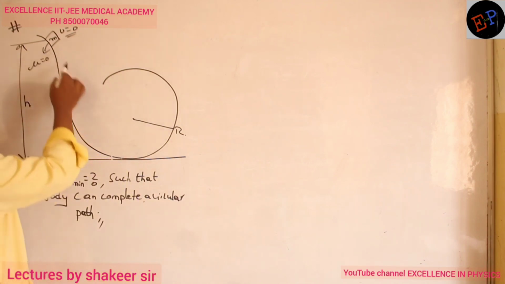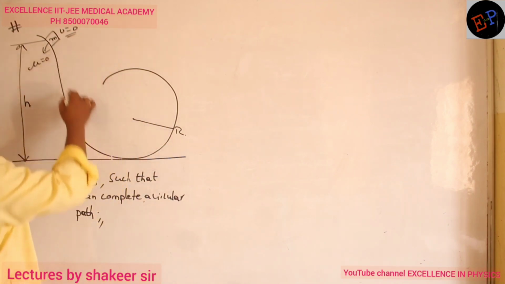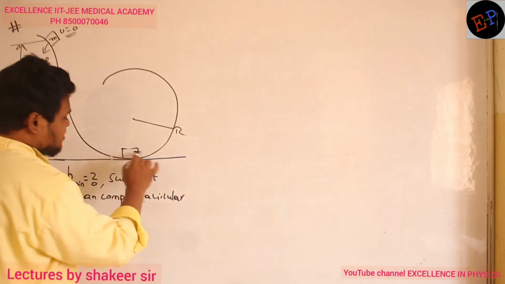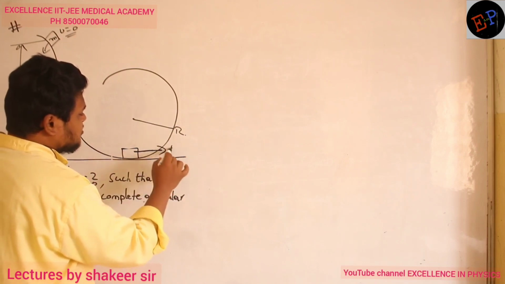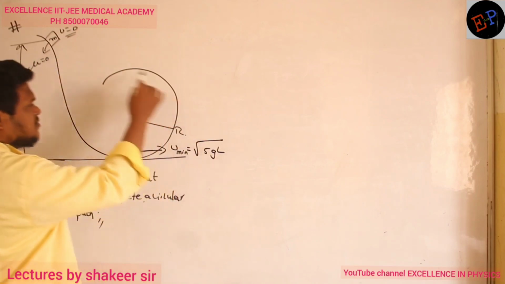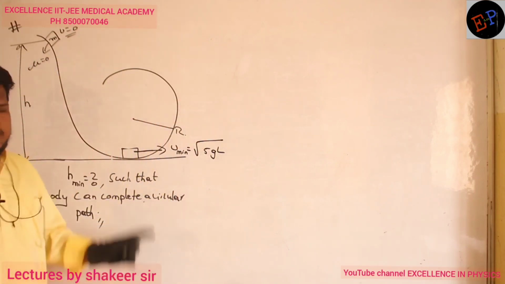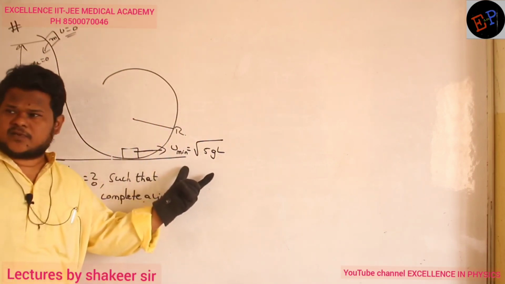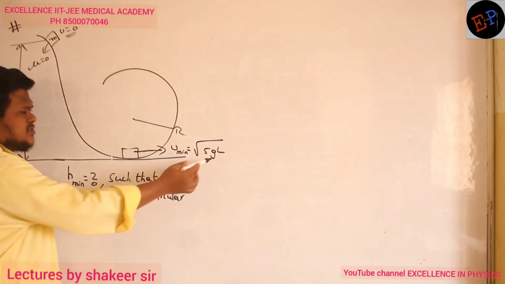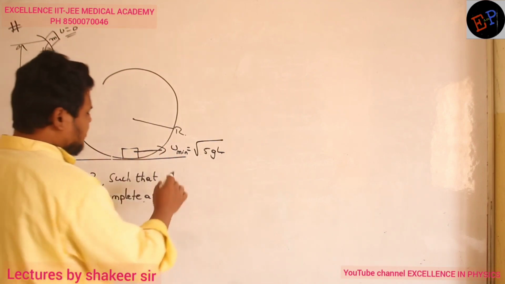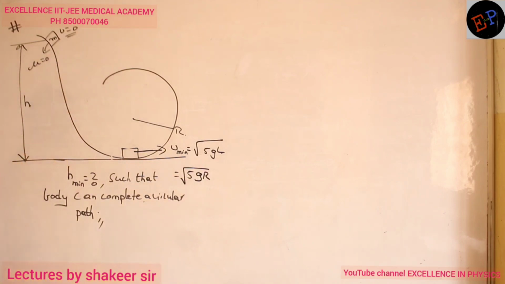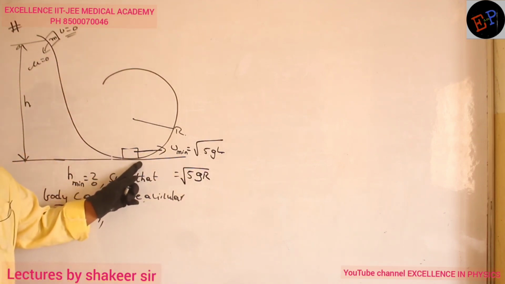So for this body to complete a circular path, after some time it will reach the bottom of the circle. At the bottom of the circle, how much velocity should it have? It should have a minimum velocity of root 5gl. Then only it can complete a circular path. Already we studied this. And here L is nothing but R, so instead of L, I will write root 5gr. This is the minimum velocity the body should have at the bottommost point of the circle.